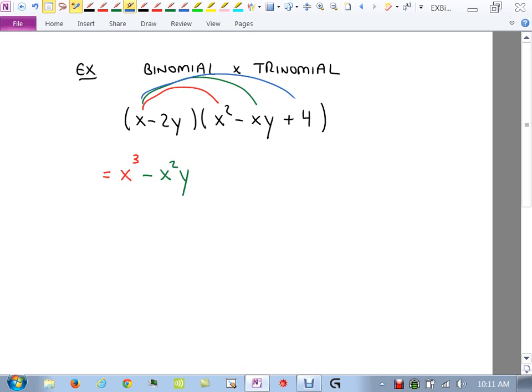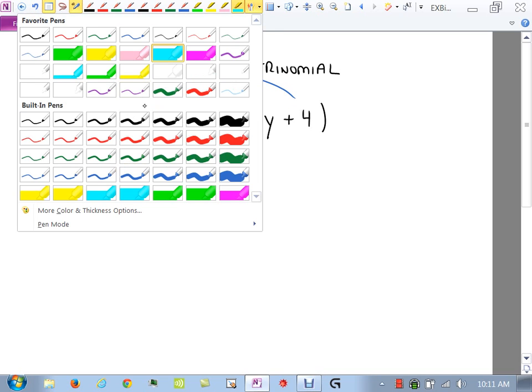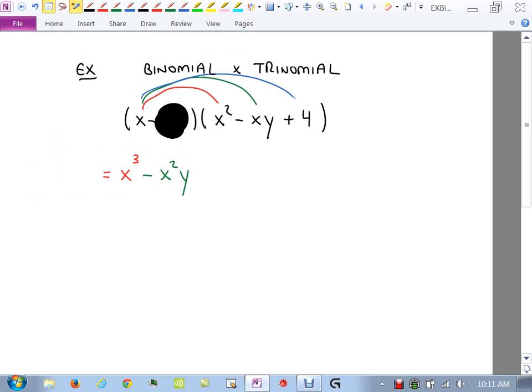Is that all right? Okay. I'm talking about the green one. The green one is the x times this right here. So what we're doing again is acting like that's not there, right? And we're just passing the x through. So what will my next one down here be? Plus 4x.